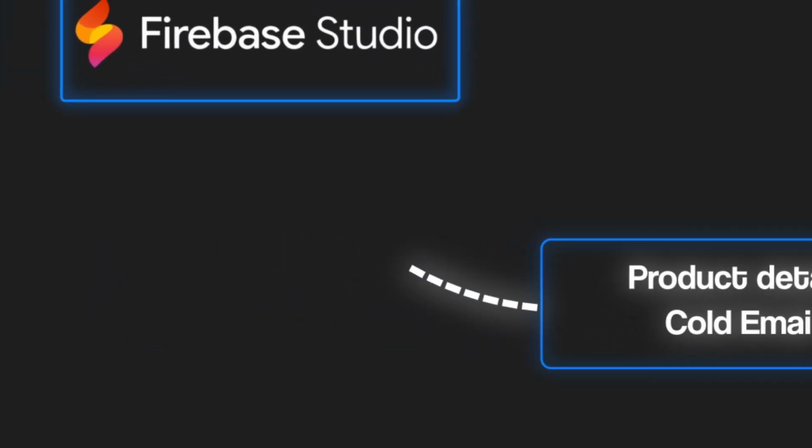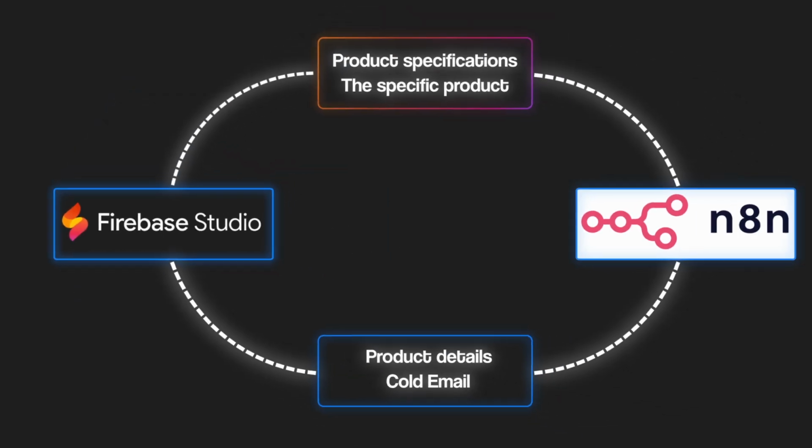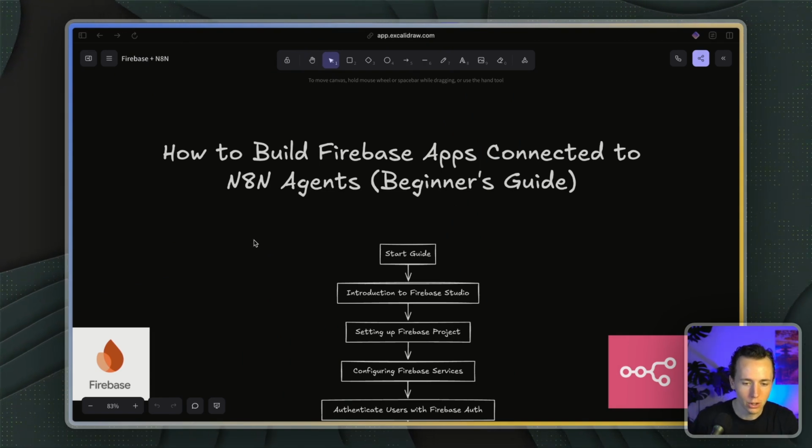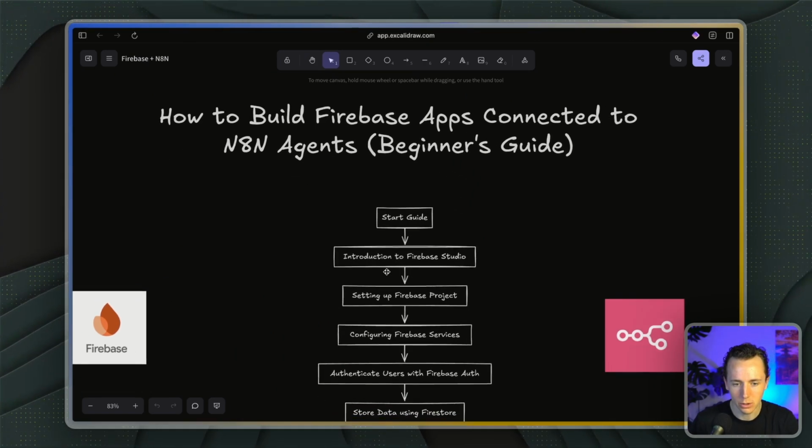The AI agent is going to take those product details, generate tailored cold email copy, and send it back to the Firebase Studio app. Basically, the app receives input from Firebase, does all the work with the AI agent, and sends the output back to Firebase. Then in the front end app, they'll be able to see the cold email copy that is generated for them right inside of the app. And so this is what the workflow is going to look like.